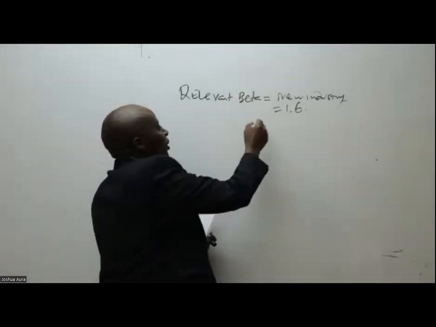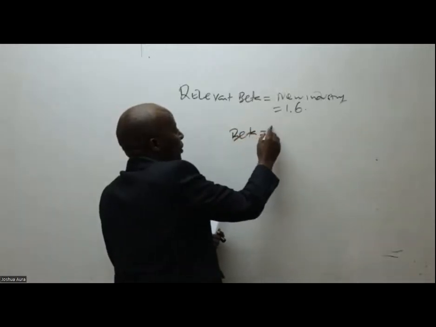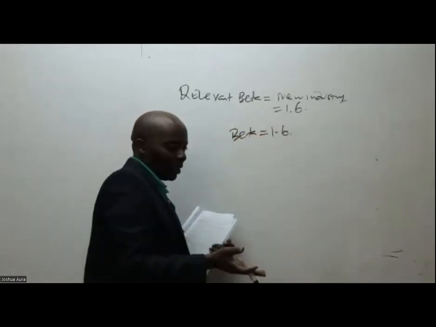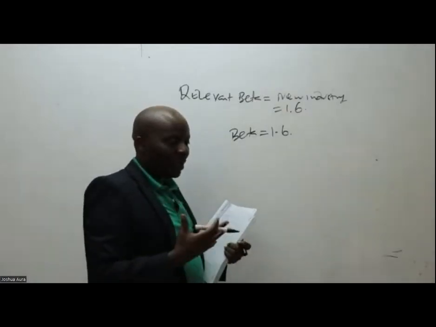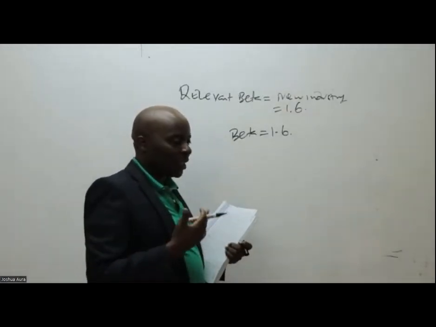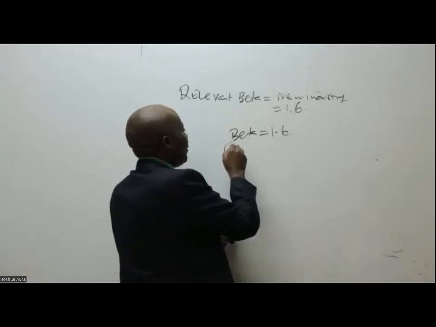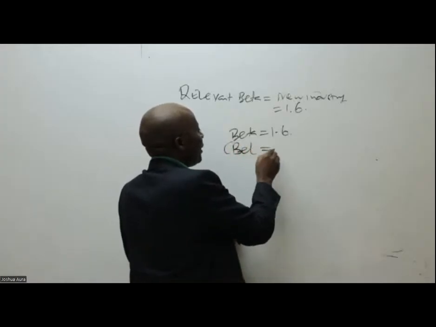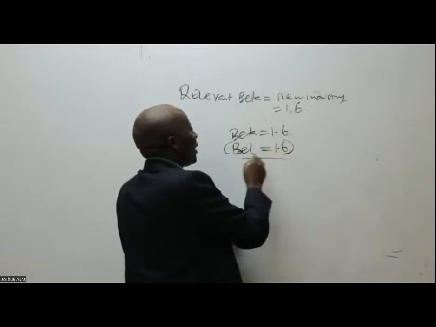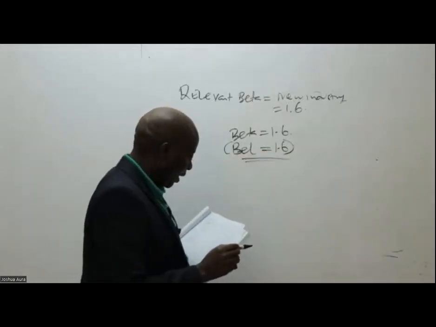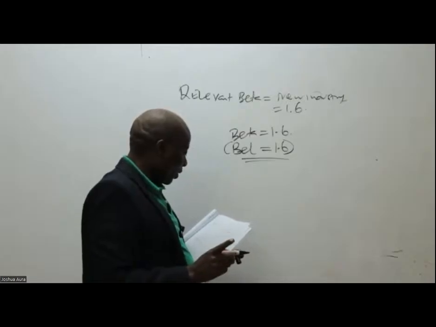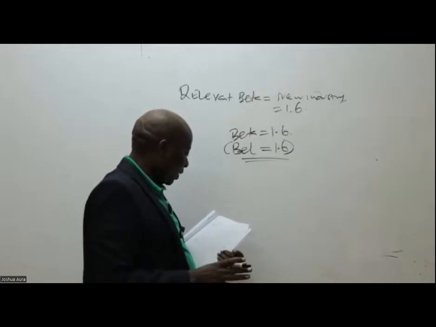So tell me, ladies and gentlemen, this beta of 1.6, is it BEU or BEL? Is it beta equity levered or beta equity unlevered? Levered, because we can vividly see there that the industry has debt and equity. So return on the market is 25%, risk-free is 10%. Assume corporation tax of 30%.